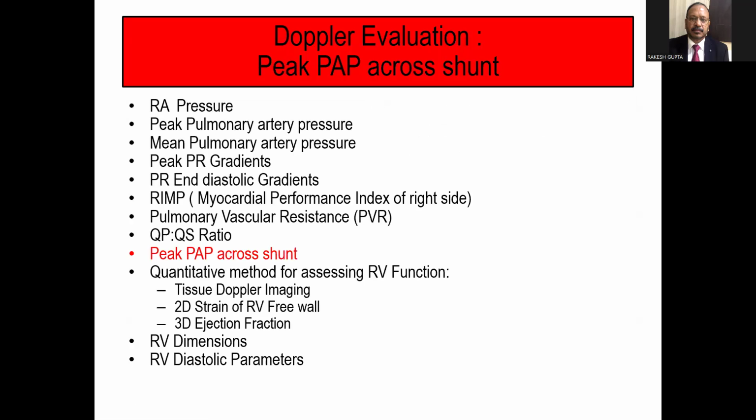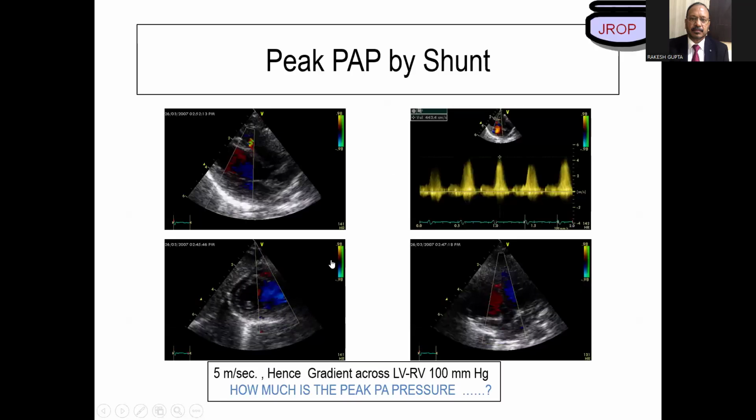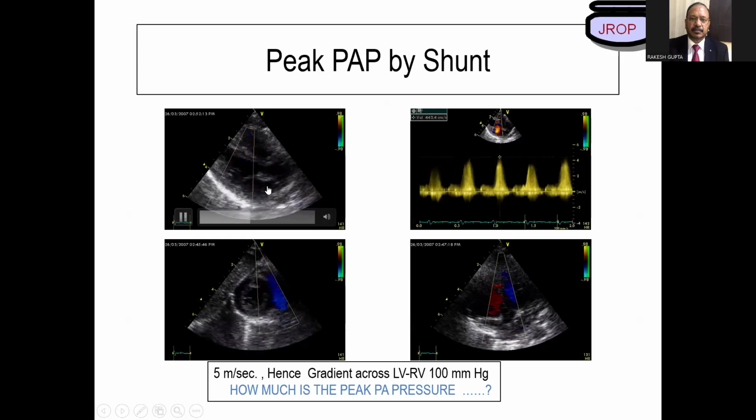Now, another way of calculating peak pulmonary artery pressure across shunts. How do we calculate peak pulmonary artery pressure at shunts? The most common example is VSD. And this is the case of parasternal long axis view. Here is the aorta, here is the LA, here is the LV, and you can see a mid-muscular outlet VSD over here. Why do you say outlet? Because we could see an opening of aorta over here.